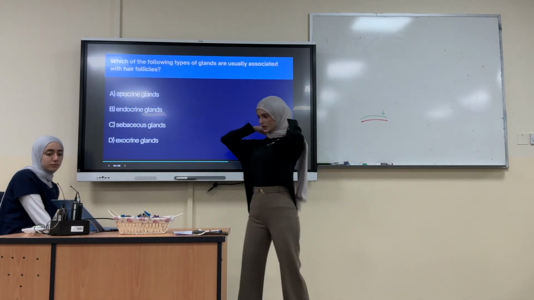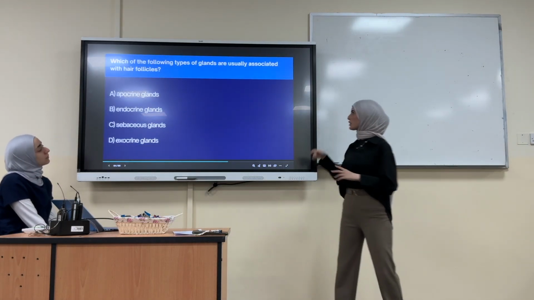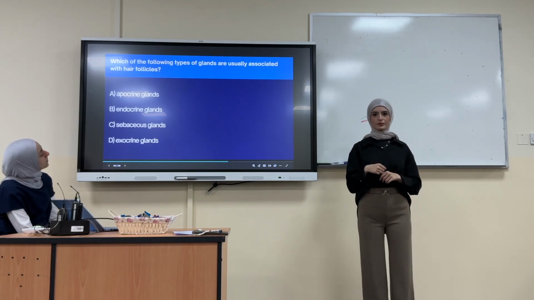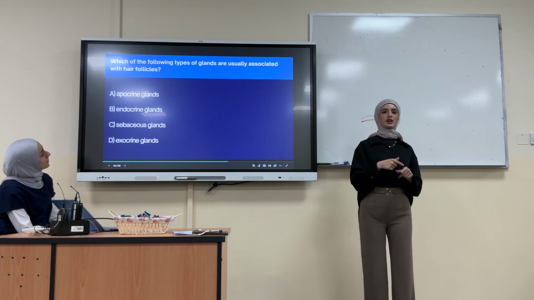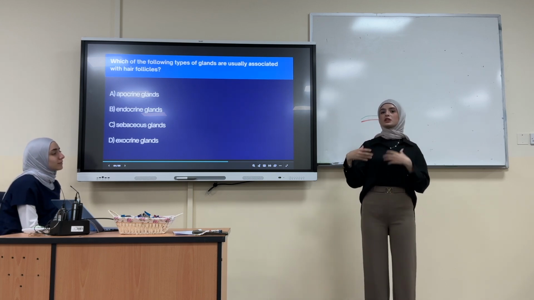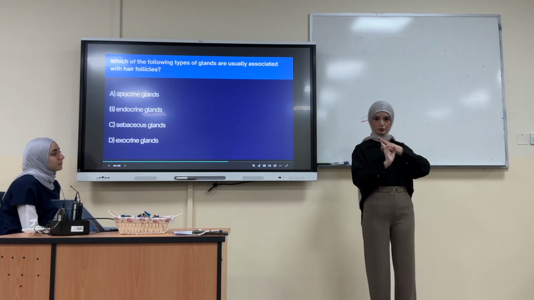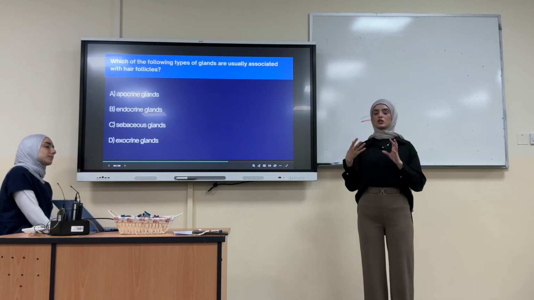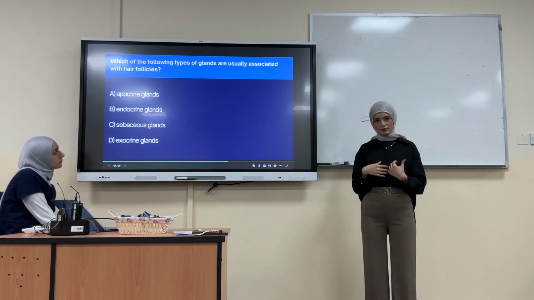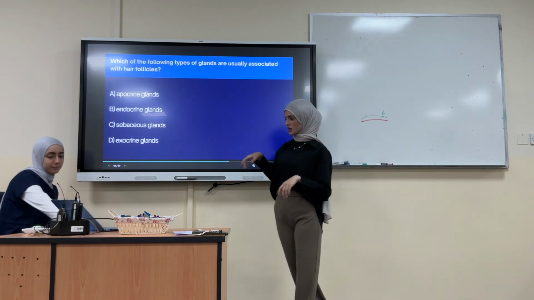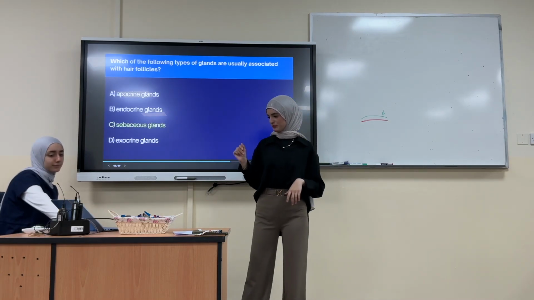Let's answer some questions. Which of the following types of glands are usually associated with hair follicles? Associated with hair follicles, not drain into hair follicles. And if I said open into hair follicles, then there are two. Sebaceous glands. And what did we say? Some of them, but not all of them, are associated with hair follicles. So the answer is sebaceous glands.